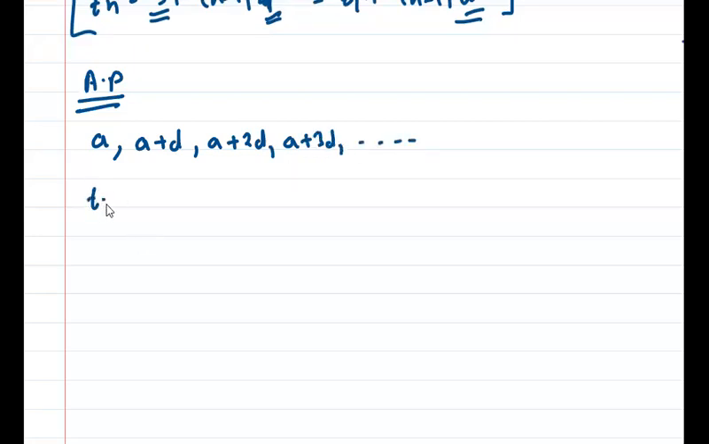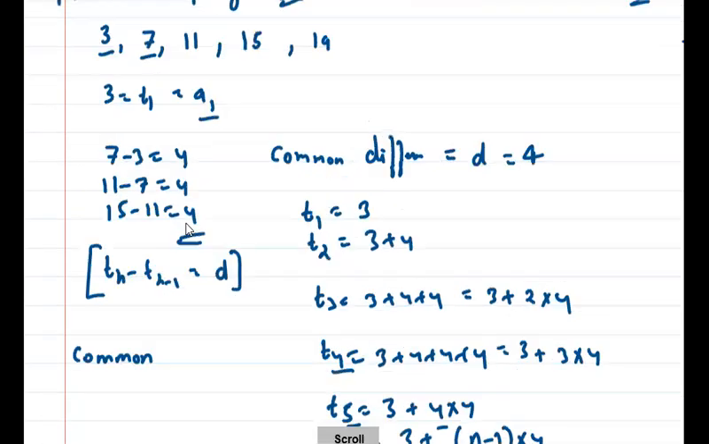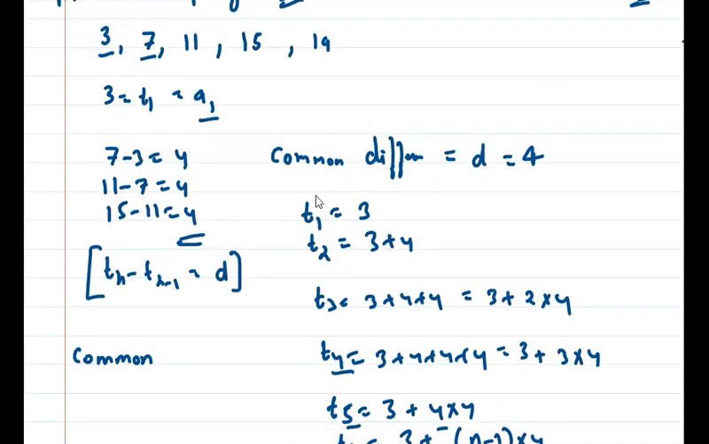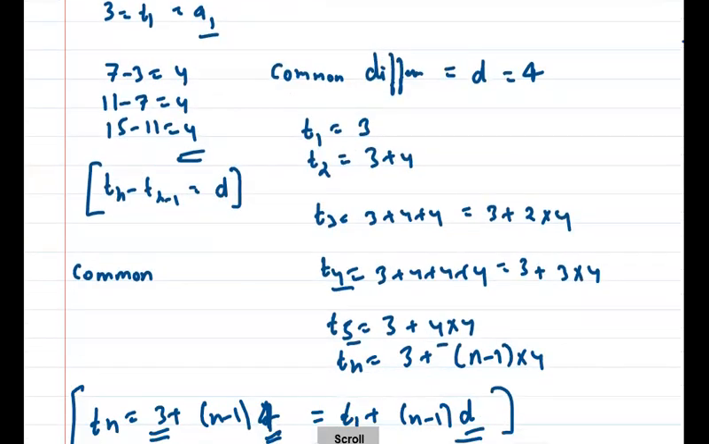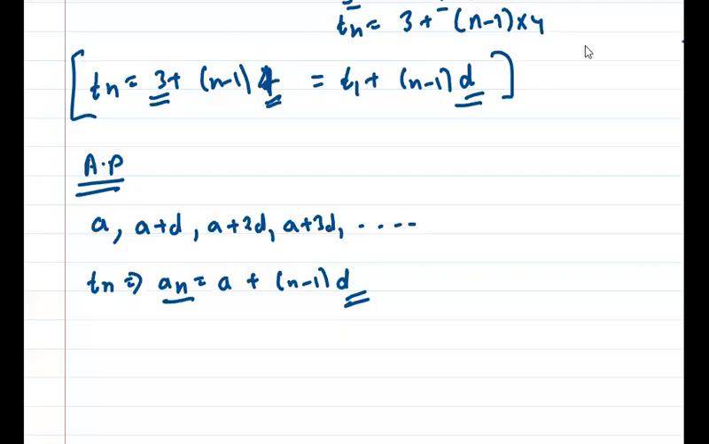So the nth term, or you can write it as An also. You can write An, Tn or A1, T1, doesn't matter. Different books use different notation, so it's fine. It is a, which is the first term, plus n minus 1 into d. So this is the formula of the Tn term or An term, right? If you want to note it down, you can note it down.